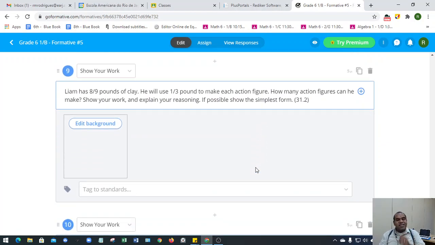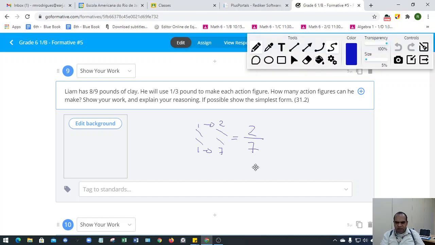Great. Number 9. Leon has 8/9 pounds of clay. He will use 1/3 pound to make each action figure. How many action figures can he make? Show your work and explain your reasoning. Great. How can I do it? Let me start over here. I have this one, guys.